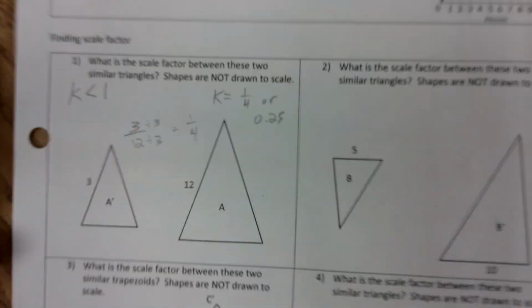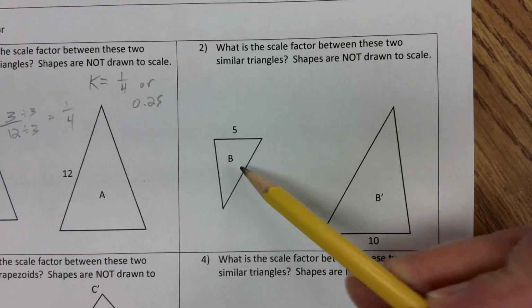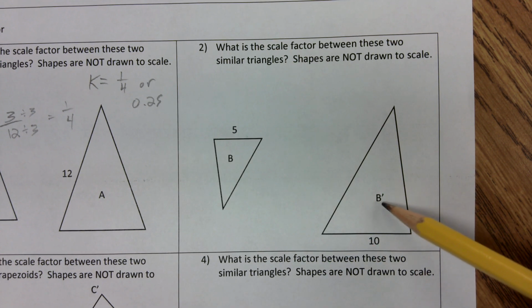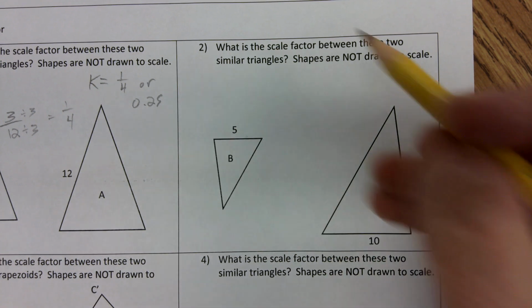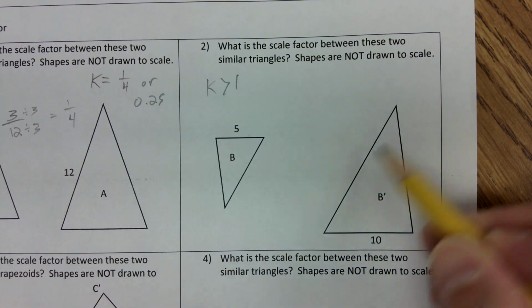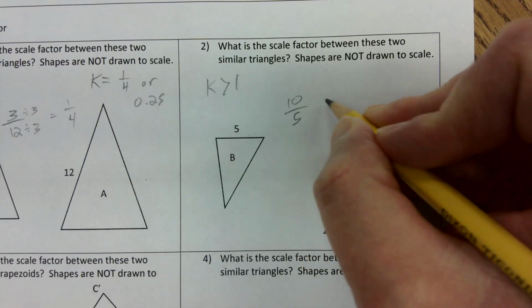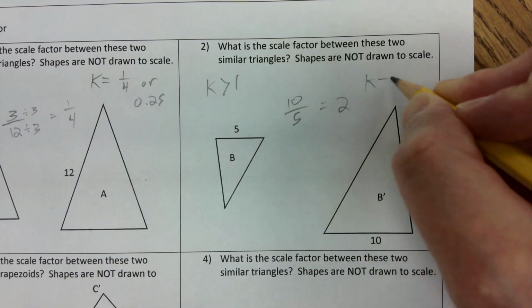Speaking of an enlargement, we've got the scale factor right here. We can tell that this is the pre-image and this is the image because of the prime notation over here. So it's an enlargement, so our scale factor is going to be bigger than 1. So we're going to take the image and divide by the pre-image. So that's 10 divided by 5, which in this case is 2. So our scale factor is 2.